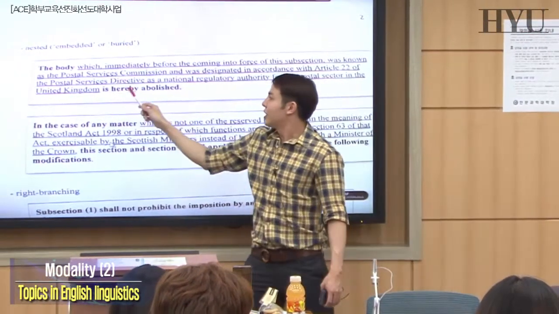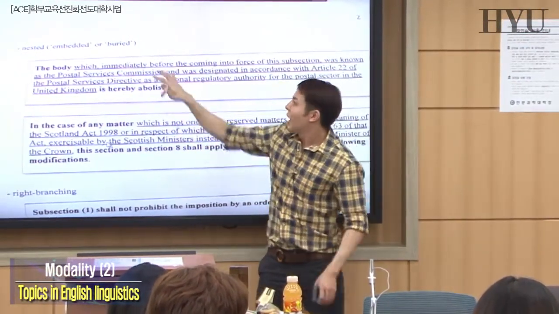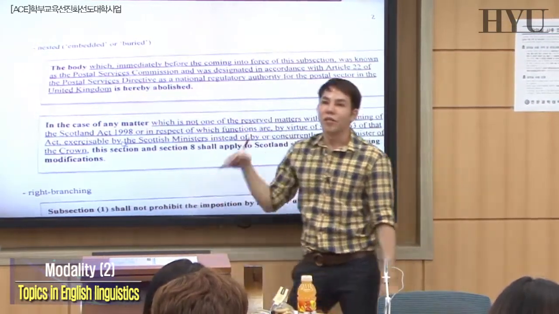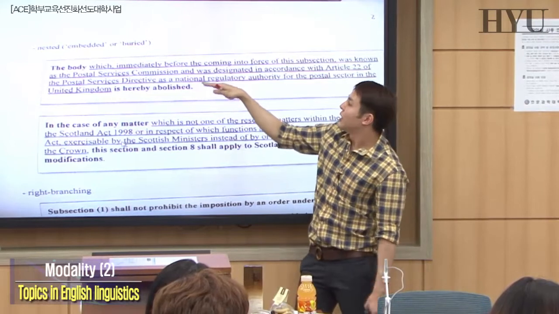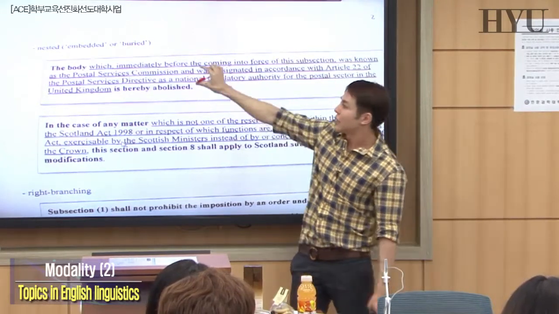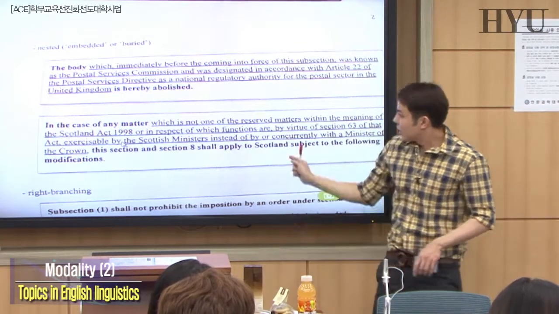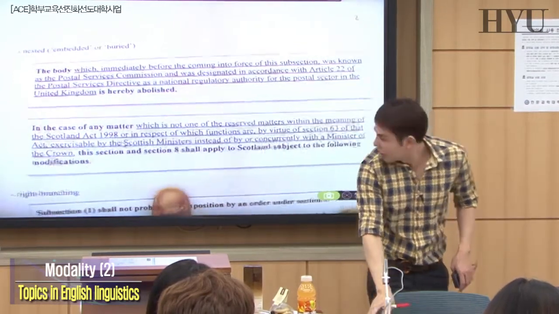So the body is hereby abolished. That's the main clause. And everything else is subordinate clause, right? That modifies the body. What body? Which immediately before the coming and so on, right? So that's nested because it's inside the main clause. And then the next one is also nested, okay?